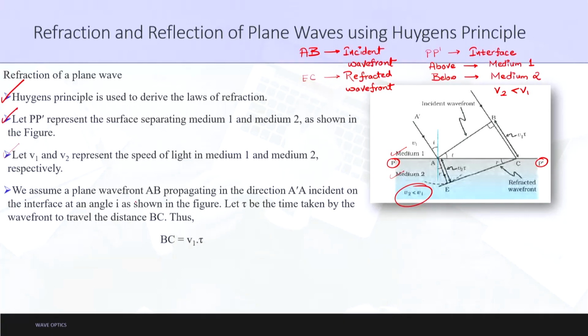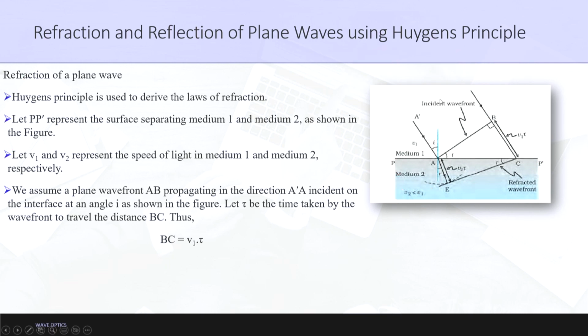So, we assume a plane wavefront AB. Just for more clarity, I cleared the figure. We assume a plane wavefront AB propagating in the direction A dash A. This is the plane wavefront AB, and it is propagating in the direction A dash A, which is the direction of propagation given by the arrow sign here, incident on the interface.